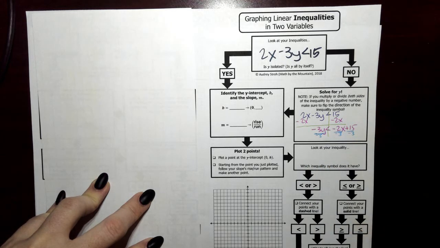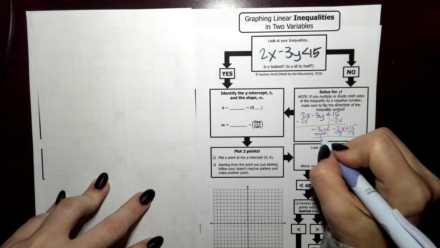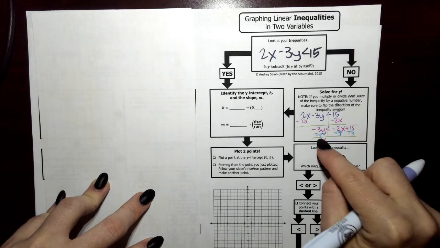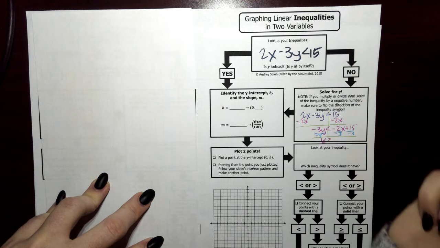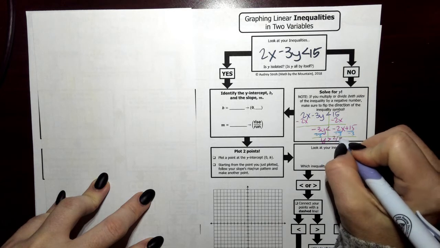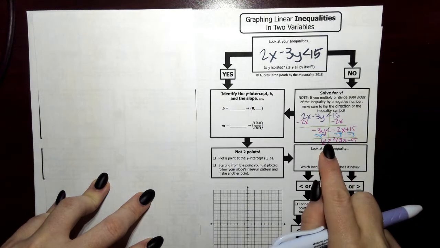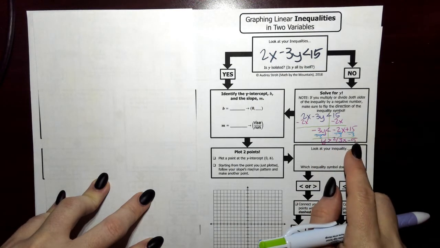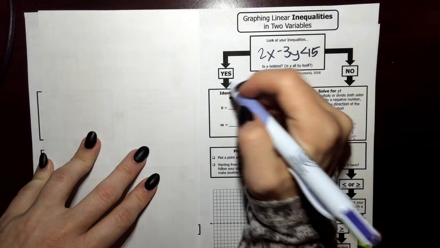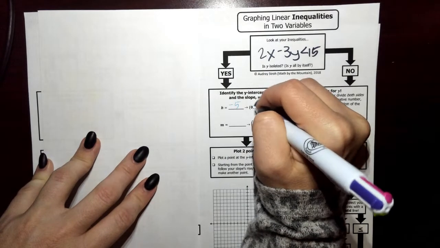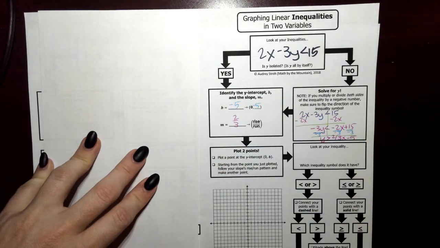And then we have to remember, and it's written in here for you also, that when we divide by a negative number, like we just did, we've got to flip that inequality sign. So our inequality is y is greater than 2/3x minus 5. Now we can pull out our y-intercept is at negative 5, and our slope is 2/3, positive 2/3.